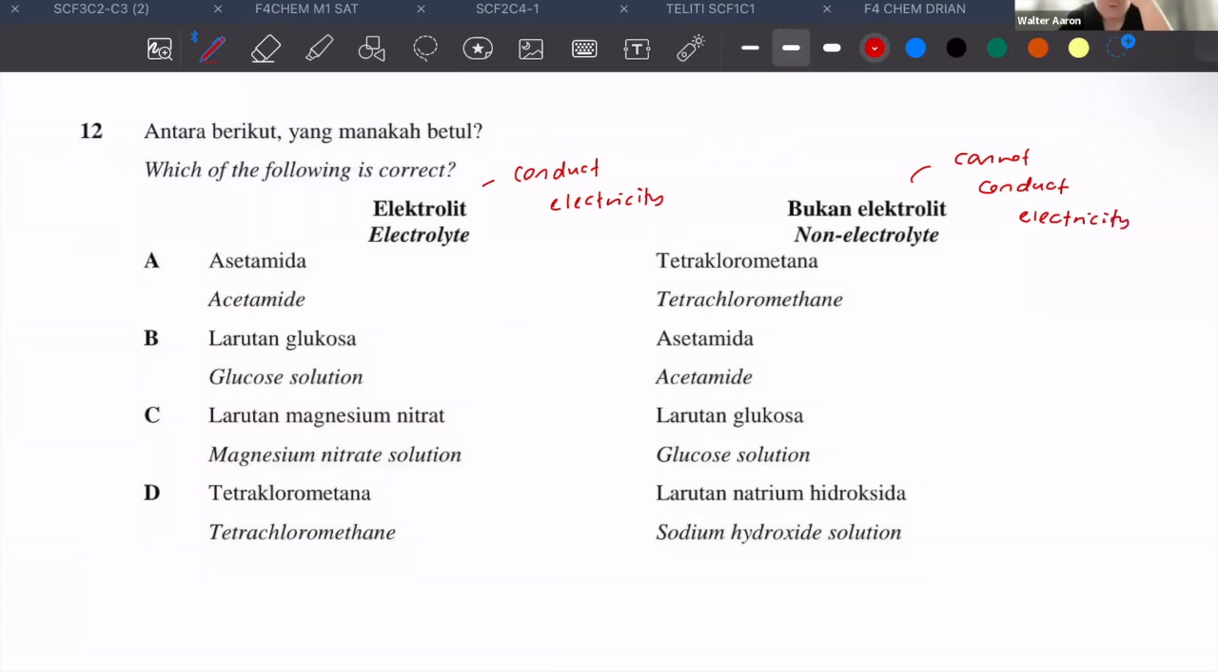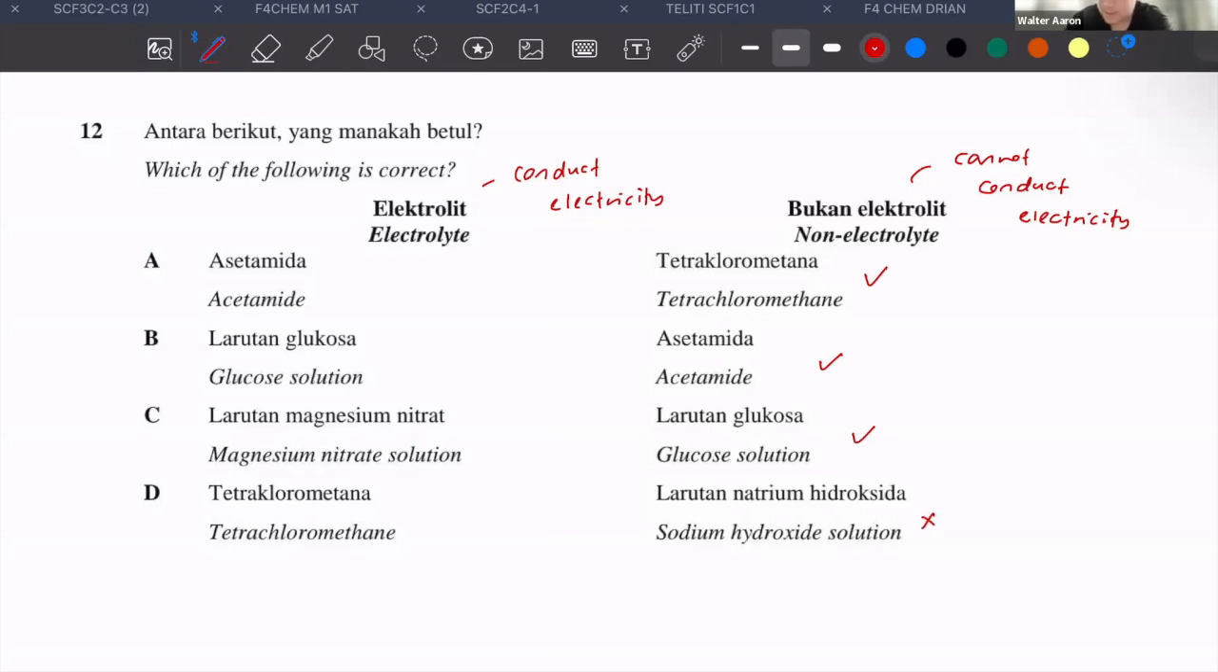So it depends on what we have. I would say over here, non-electrolyte can be A, B, and C. This one is correct because they cannot conduct electricity. Sodium hydroxide has ions inside, so it can conduct electricity. So D is definitely out.